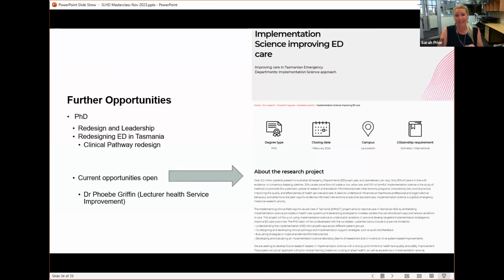And most recently, our team have advertised for a full-time PhD candidate to undertake an implementation science research project in Tasmania's emergency departments as well. So if you are interested or know anyone interested in a PhD, we are currently looking for candidates for that project as well. But studying healthcare redesign can lead to a whole range of different areas and can be useful in any clinical or non-clinical area within health services.